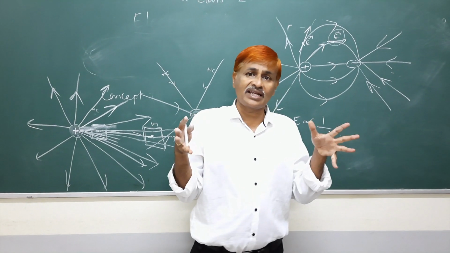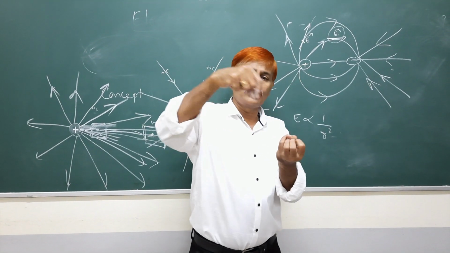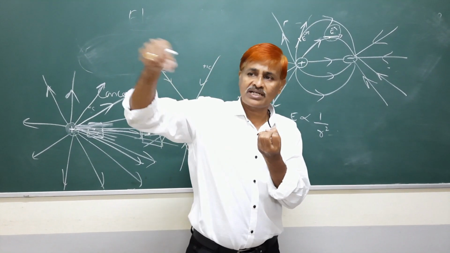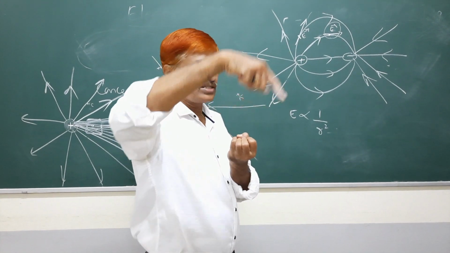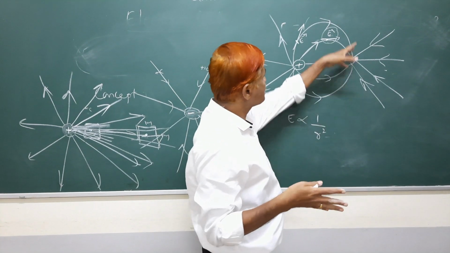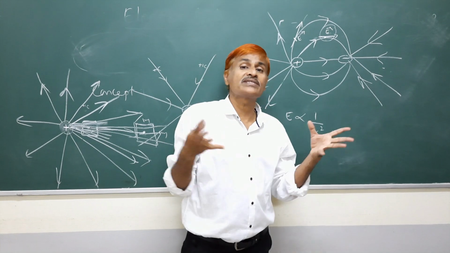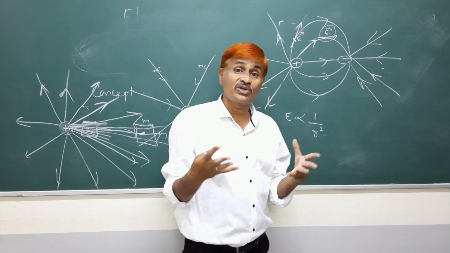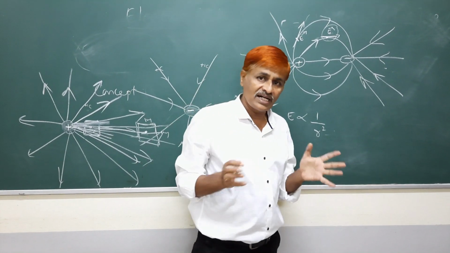These are imaginary lines, but you can draw them by placing a unit positive charge. In whichever direction it is moving, you draw a straight line there. Along that direction you will get these electric lines. You can physically represent them, but nothing is flowing. But this concept is very useful to understand the variation of E with the square of the distance.